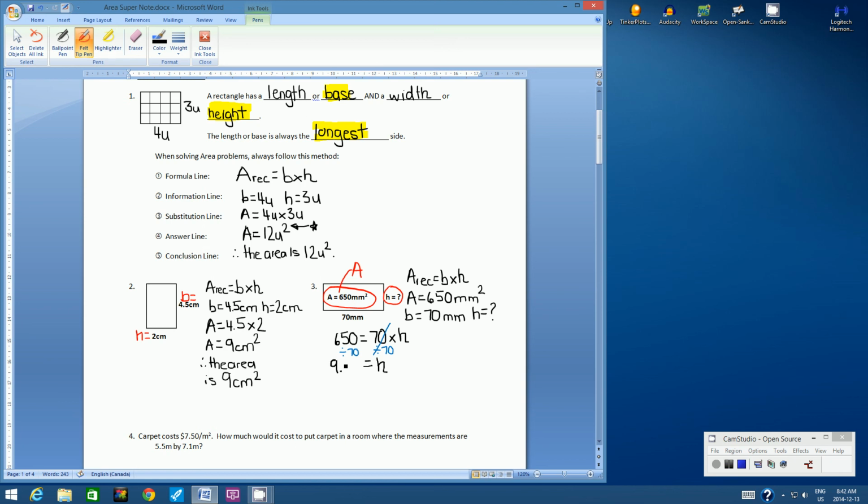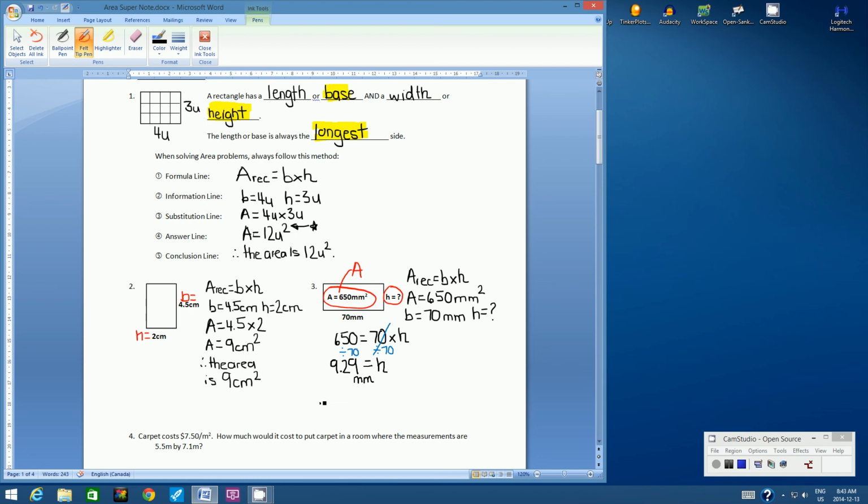I get 9.29 millimeters. Now, you've got to remember that this is not millimeters squared because it's not asking for area. This is a height. A height is a linear measurement, no squared.